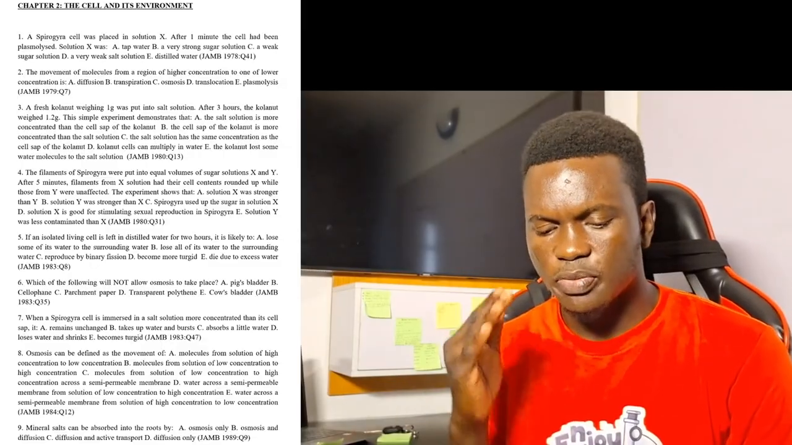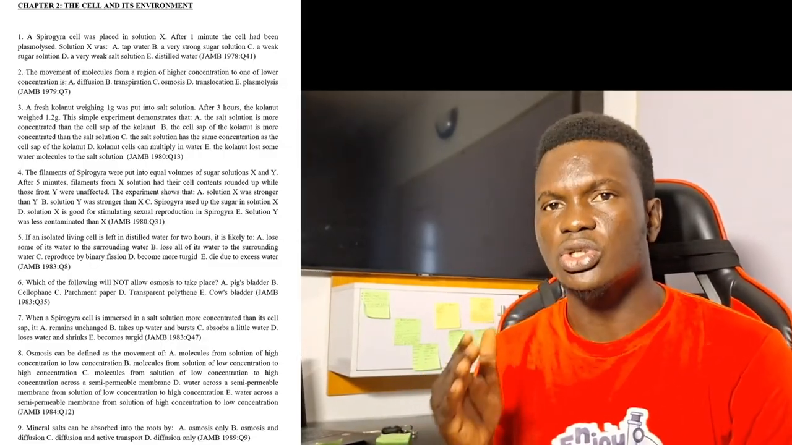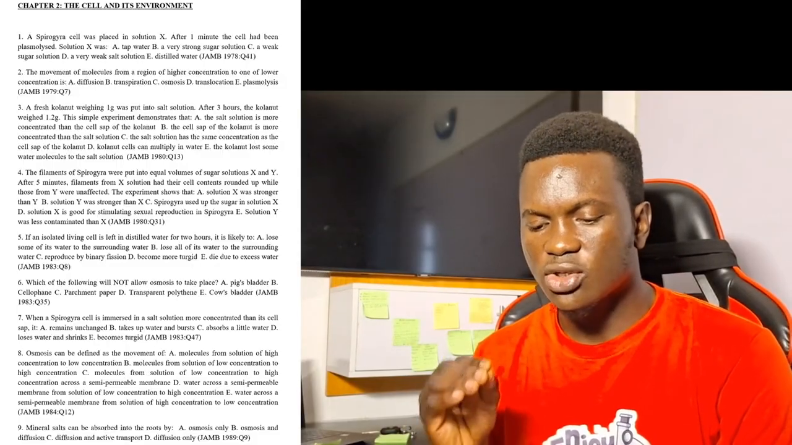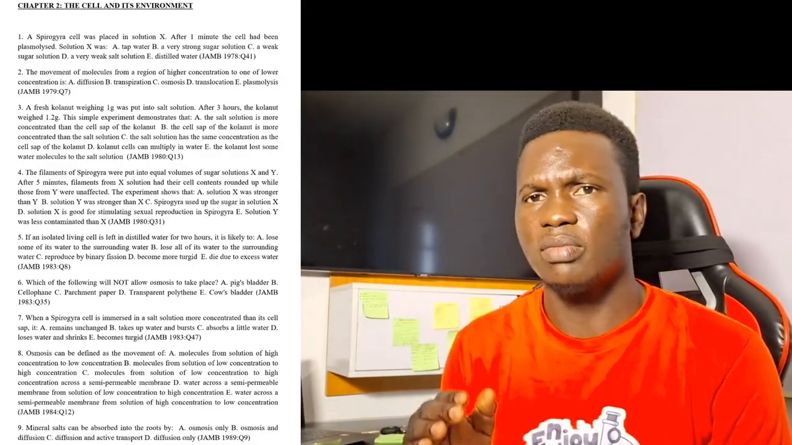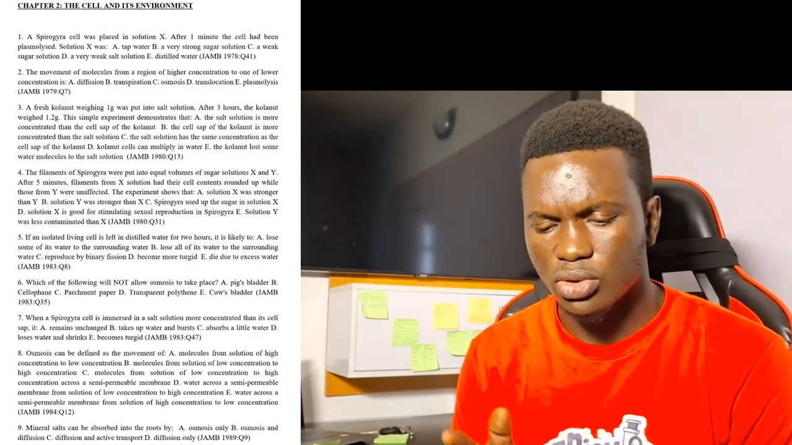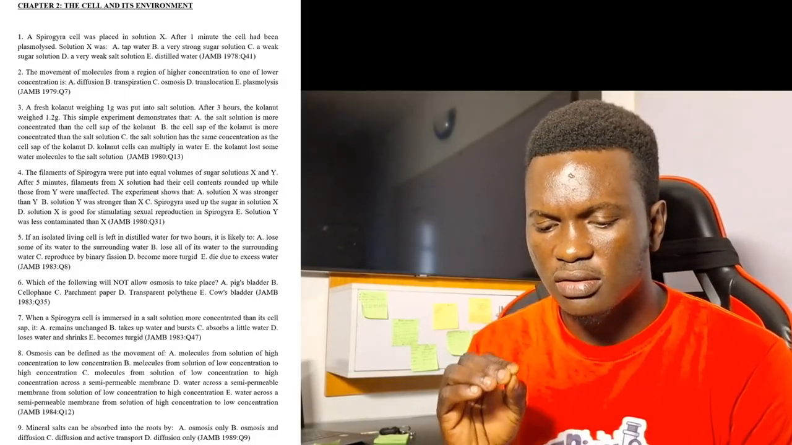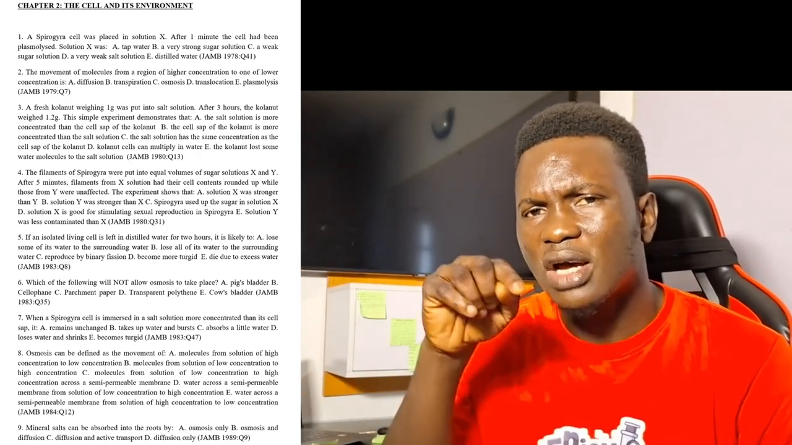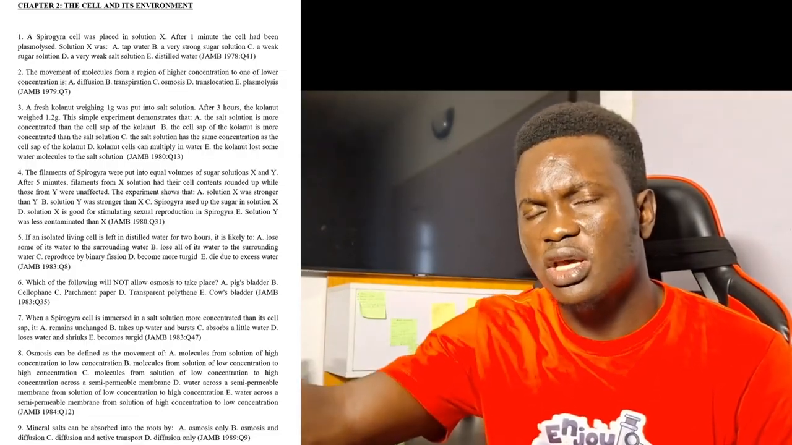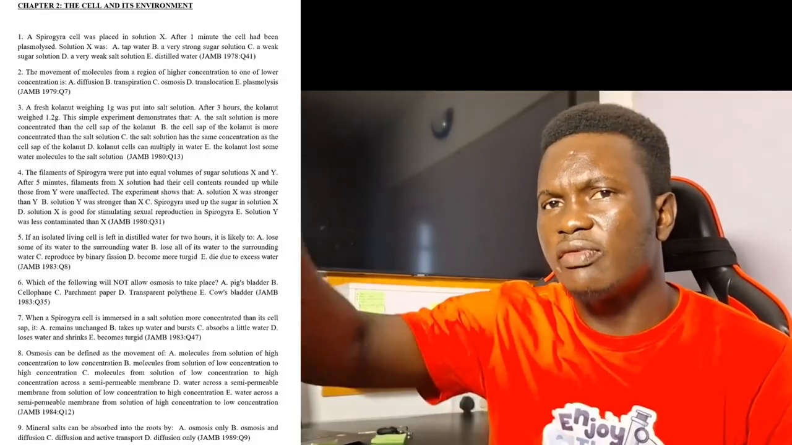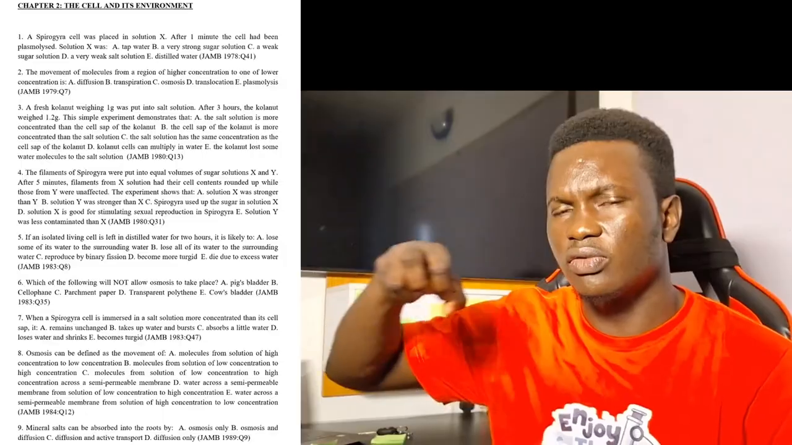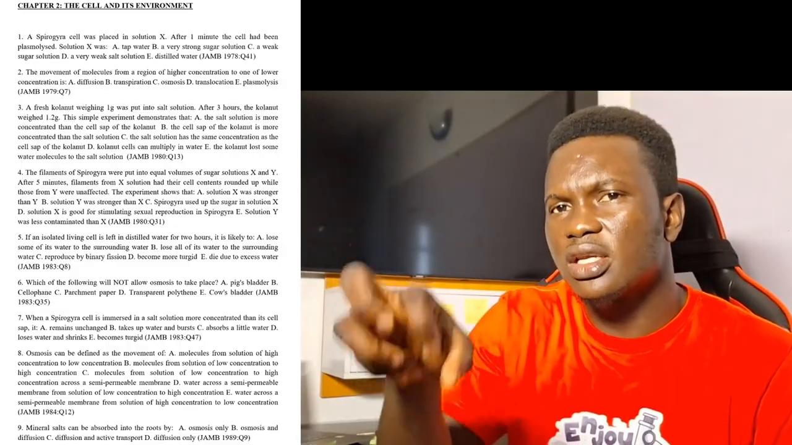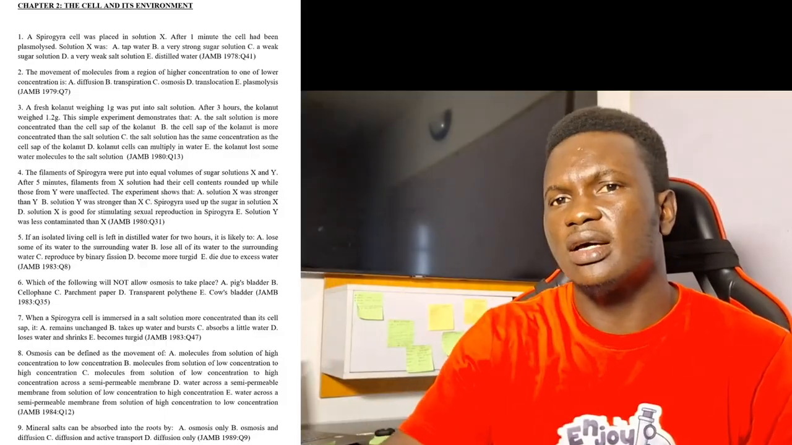So a Spirogyra cell was placed in solution X. After 1 minute, the cell had been plasmolysed. Now, remember I talked about hypertonic, hypotonic, and isotonic solution. So if this cell was placed in a solution X and it has now been plasmolysed, that means that for it to have been plasmolysed, it must have been losing water to the environment by osmosis. Now, the environment must have been hypertonic to the solution of the cell. And when the environment is hypertonic, what did we say? That means that it is more concentrated in salt than the cell. So it loses water to the environment.